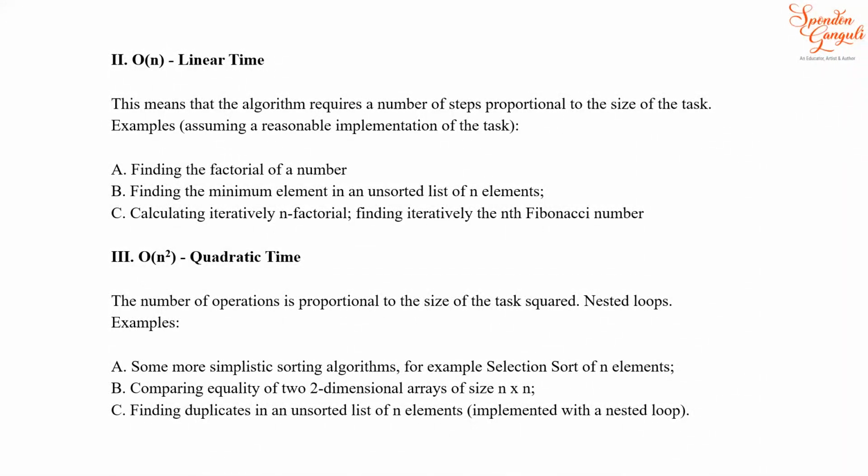Next is quadratic time complexity or big O(n squared). Here the number of operations is proportional to the size of the task squared. Or in other words, it's a nested loop. For example, simplistic sorting algorithms like selection sort, insertion sort or bubble sort, comparing equality of a two-dimensional array of size n cross n, finding duplicates in an unsorted list of n elements, etc.